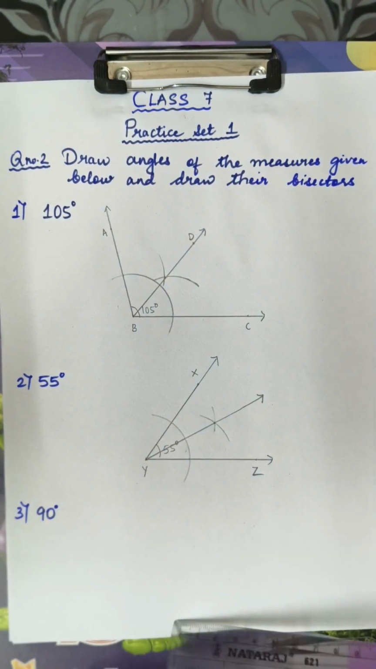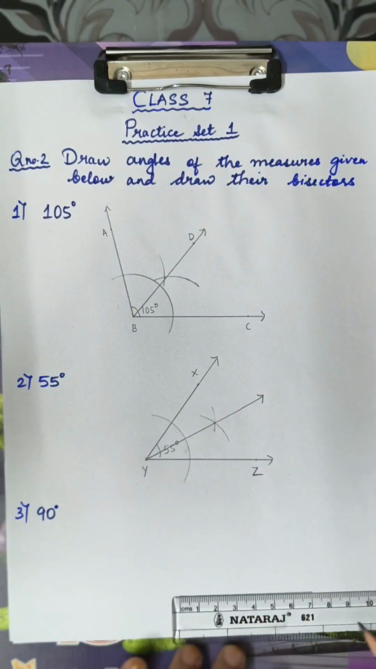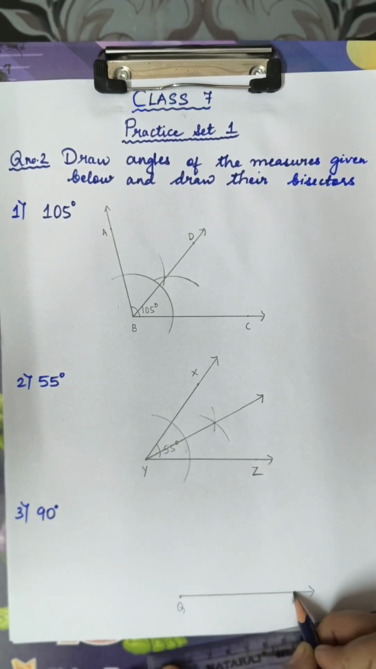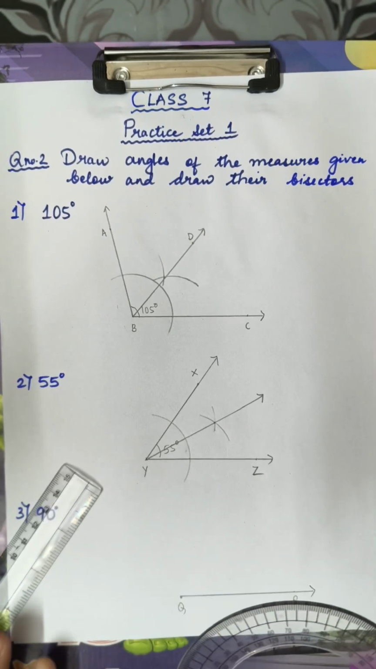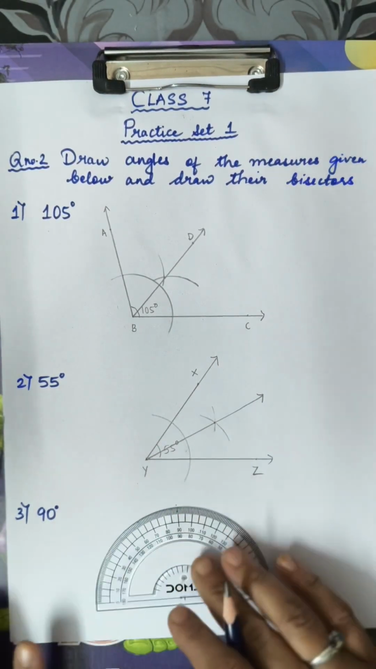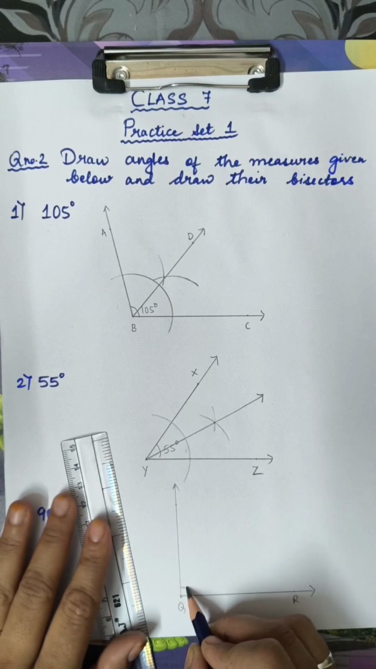Similarly, we'll draw for the third sum, that is 90 degrees. Draw a ray of any measure. Mark this as points Q and R. Now using a compass, you will draw an angle of measure 90 degrees. Keep it on point Q. Mark 90 degrees. Now draw an angle of measure 90 degrees. So this is your 90 degrees.